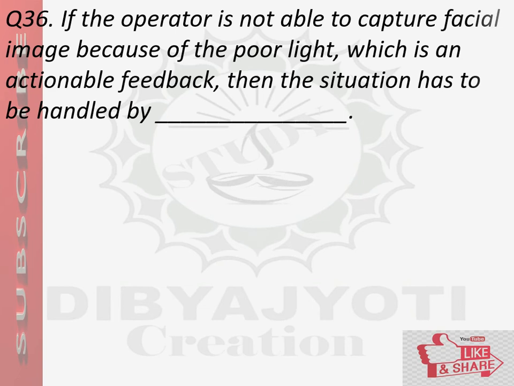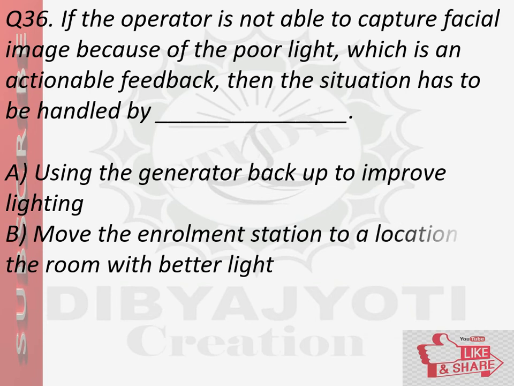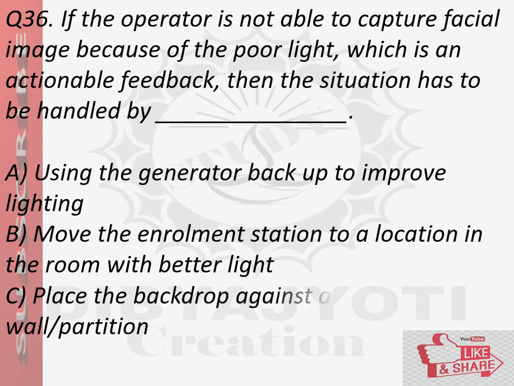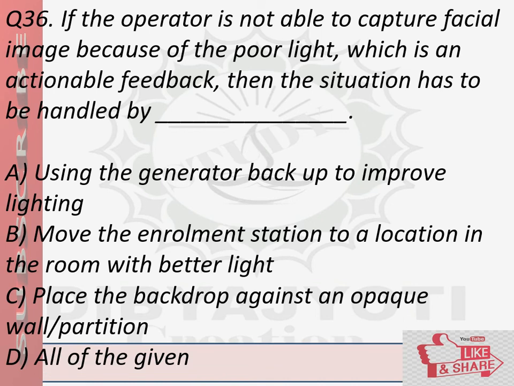If the operator is not able to capture facial image because of the poor light, which is an actionable feedback, then the situation has to be handled by dash. Options are: using the generator backup to improve lighting, move the enrollment station to a location in the room with better light, place the backdrop against an opaque wall or person. Option D, all of the given options. And the answer is option D, all of the given options.